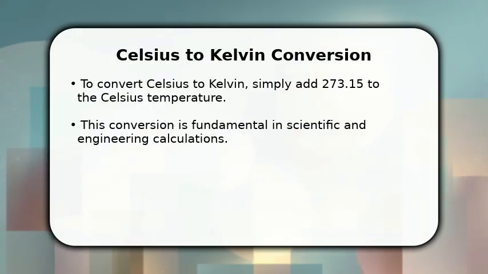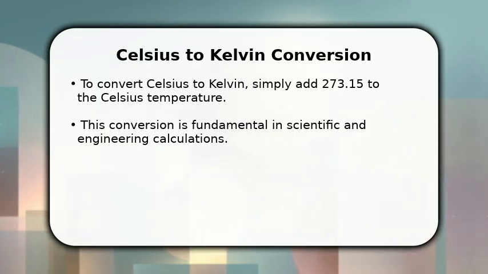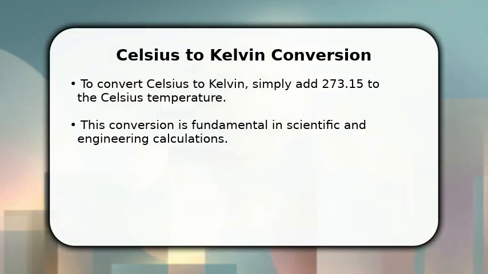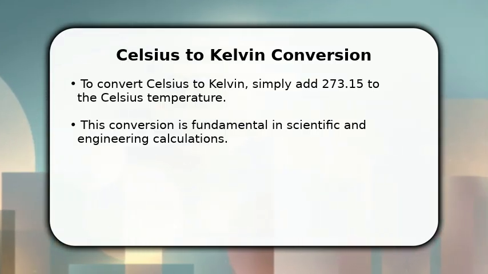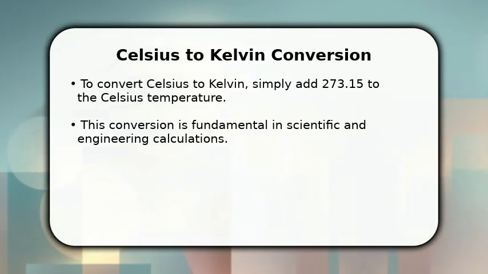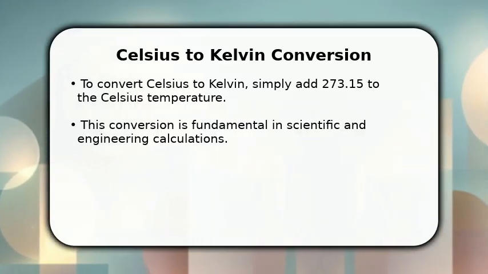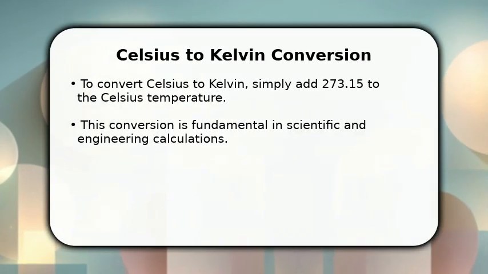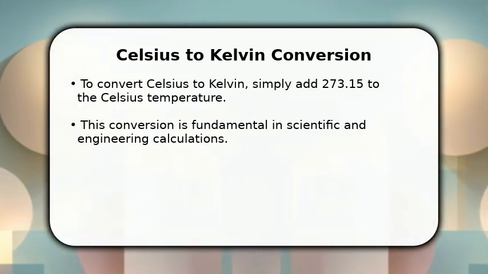In this video, I will explain how to change Celsius into Kelvin. Converting temperatures between Celsius and Kelvin is a straightforward process, essential for many scientific applications. You just need to remember one simple number, 273.15. This constant value is the key to accurately transforming your temperature readings. Let's dive into the details and make this conversion clear and easy to understand for everyone.